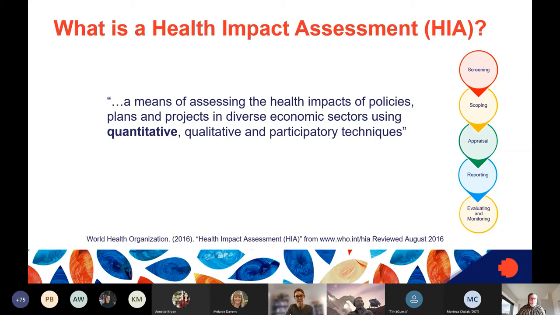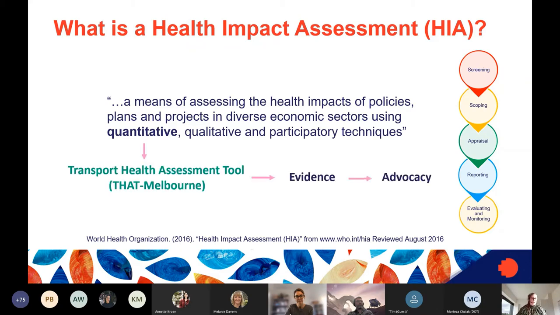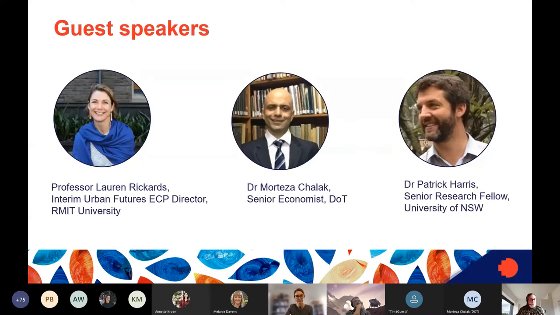Our tool, as you may have guessed, is a quantitative tool, and it is helping to provide evidence which then supports advocacy. With that evidence, those numerical quantities that you can get out of our tool, you can put into your reports or business cases, and it's really to advocate for the kinds of infrastructure that support active and healthy behaviours.